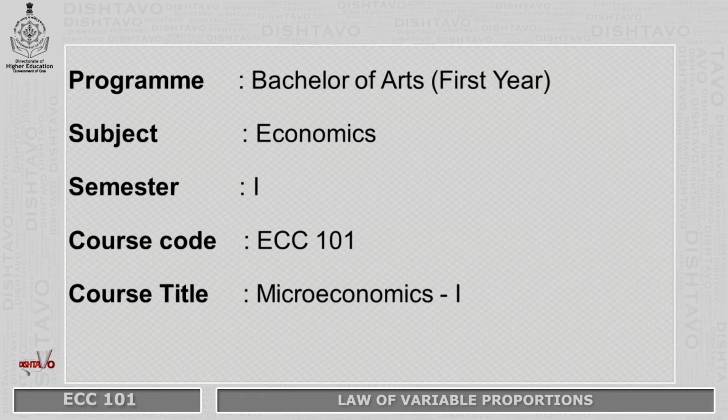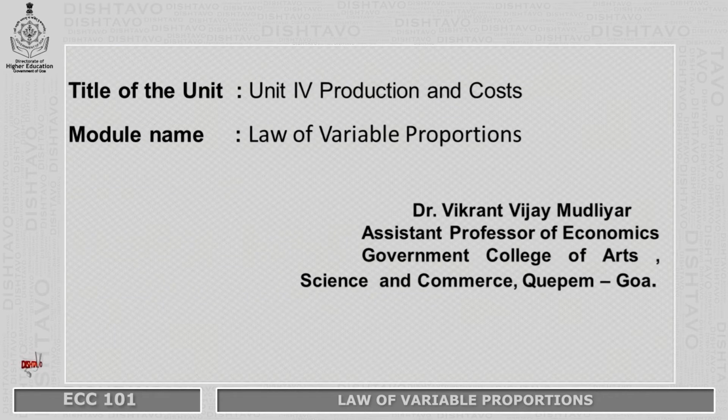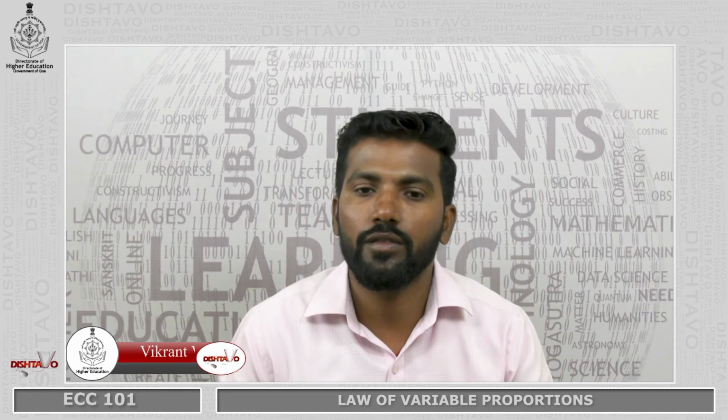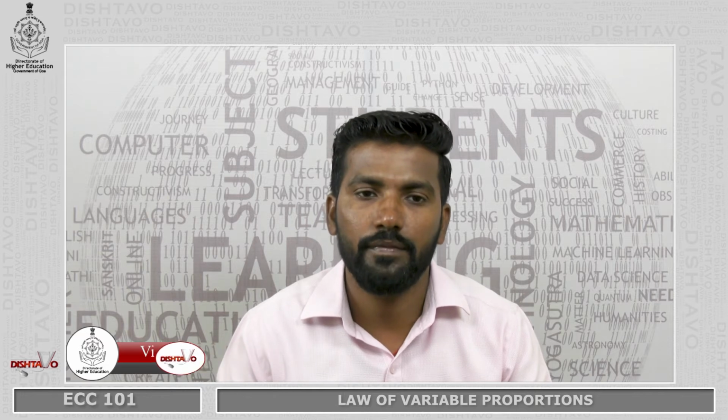Welcome students. This presentation is for Bachelor of Arts first year, subject Economics, semester 1, course code ECC101, and the title of the course is Microeconomics 1. The title of the unit is Unit 4, Production and Cost, and the module name is Law of Variable Proportions. Myself, Dr. Vikrant Vijayamutliar, Assistant Professor of Economics, Government College of Arts, Science and Commerce, Quepem.